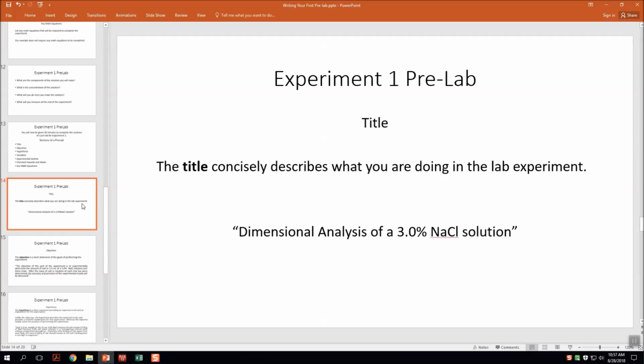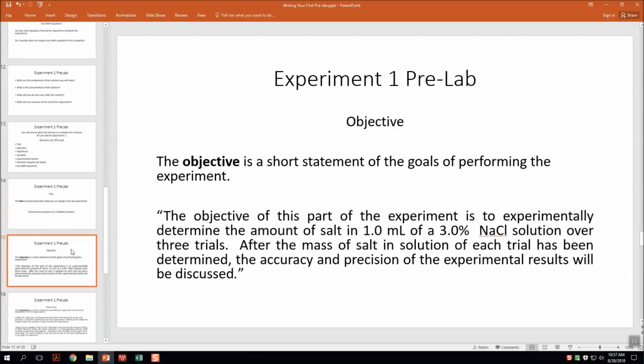So that is a good title. We need an objective. Our objective is a little long. Yours may not be that long. This is like writing any other paper. There's no one right answer, right? There's no one right paper about U.S. history. There's an infinite number of good papers about U.S. history. So it's the same thing in a lab experiment. There's an infinite number of good lab experiments. This is just our example. It may have a little more details than you would have.